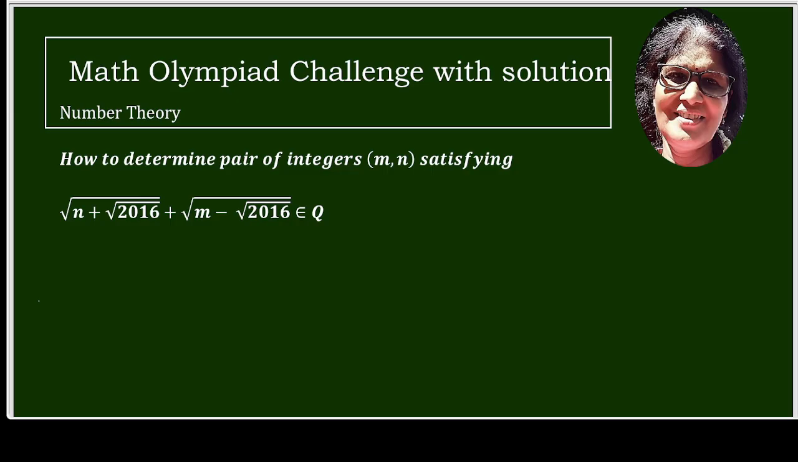Today a question from Junior Math Olympiad. It is based on number theory. How to determine the pair of integers m, n satisfying: square root of (n plus square root of 2016) plus square root of (m minus square root of 2016) belongs to a rational number.